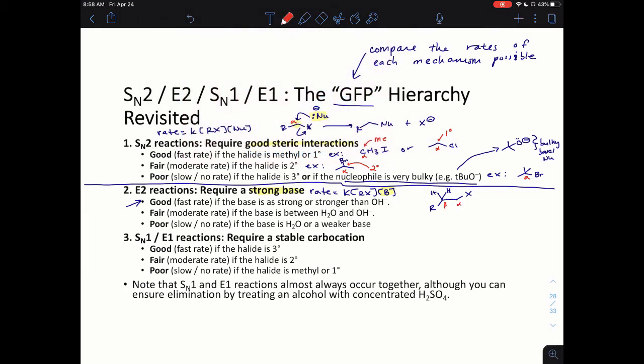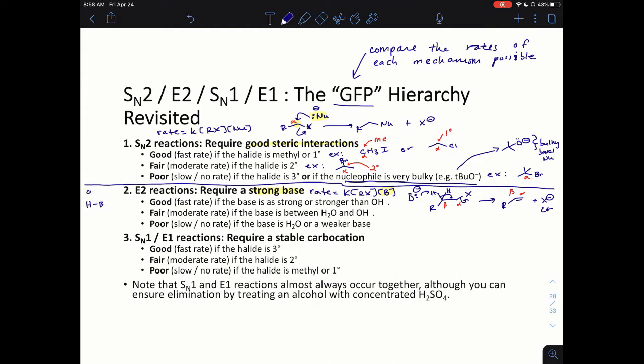As you recall, that base gets in there and it deprotonates the beta carbon, eliminating the leaving group. And like I said, you definitely need to have a good leaving group. So you'll think about those things as you're evaluating reactions. But a place to start is: is the base strong? So you will have a good fast rate of E2 if the base is as strong or stronger than hydroxide.